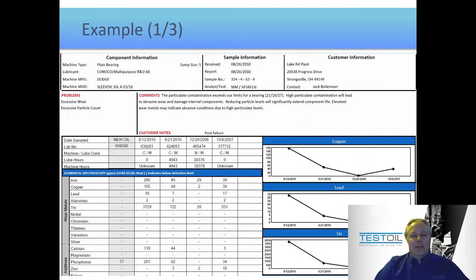So when we say read the whole report, we do mean read the whole report. So we start at the very top left corner of this report, and we start reading. And we see here it says it's a plain bearing. Doesn't have a sump size. We don't really know how big this is, other than there's 5 gallons. So 5 gallons of oil, it's not a small amount. It's a reasonable amount. Takes a pail of oil.